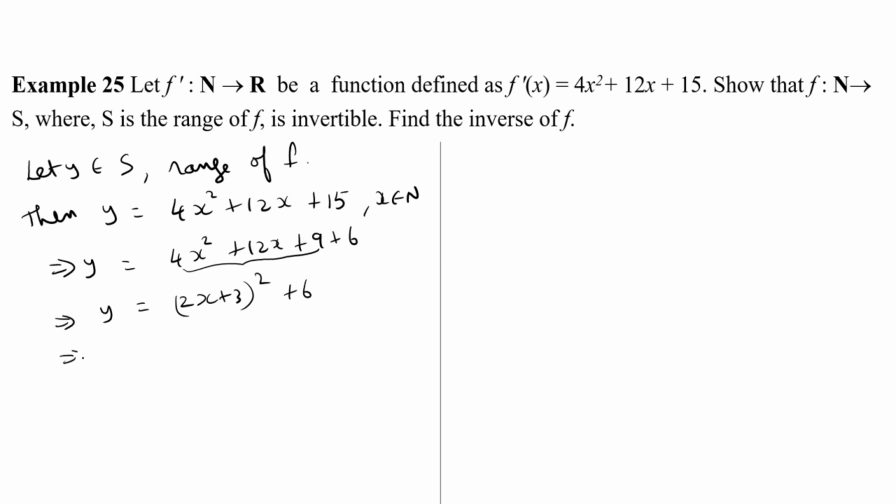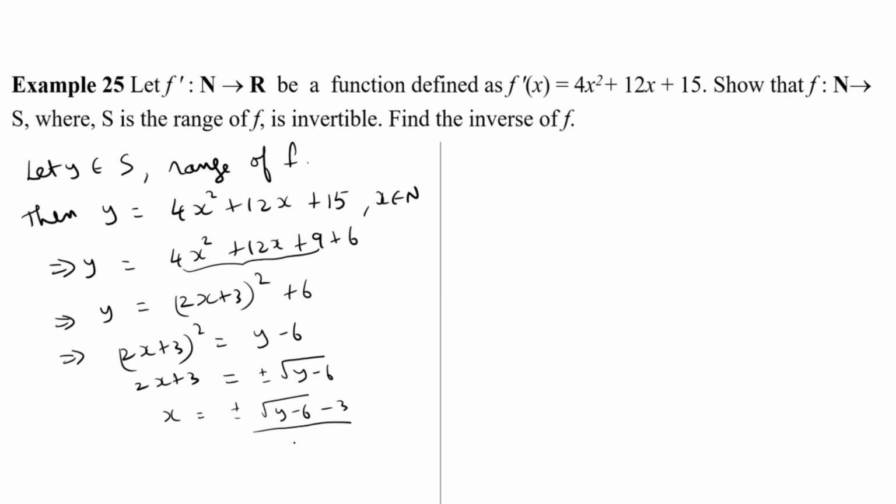So from this we get 2x plus 3 the whole square is equal to y minus 6, or 2x plus 3 is equal to plus or minus root of y minus 6, or x is equal to plus or minus root of y minus 6, minus 3, divided by 2. Since y is greater than or equal to 6, we have x is equal to root of y minus 6 minus 3 divided by 2.